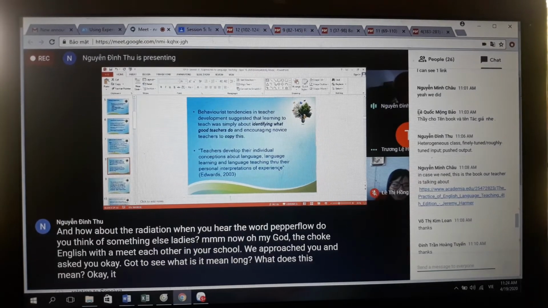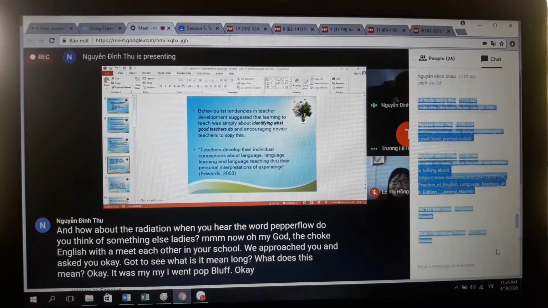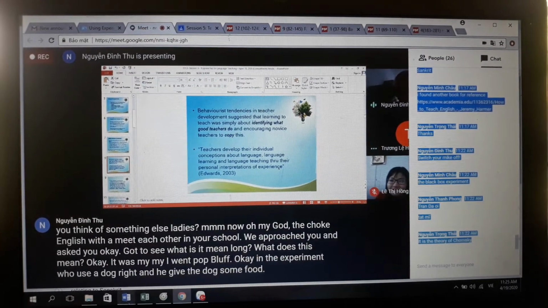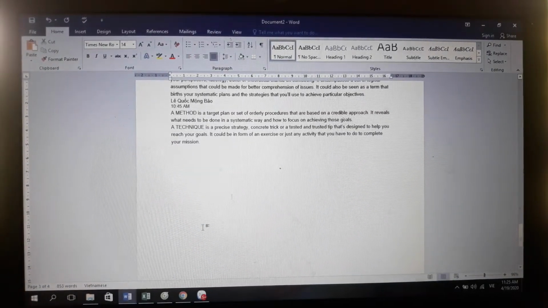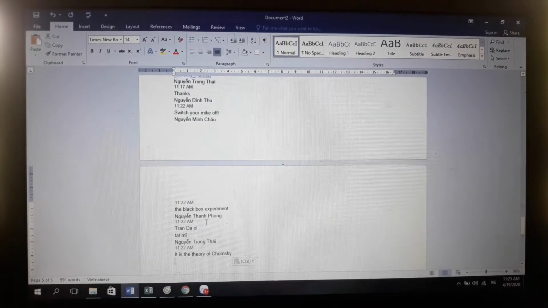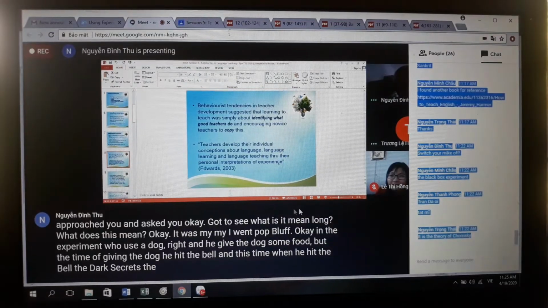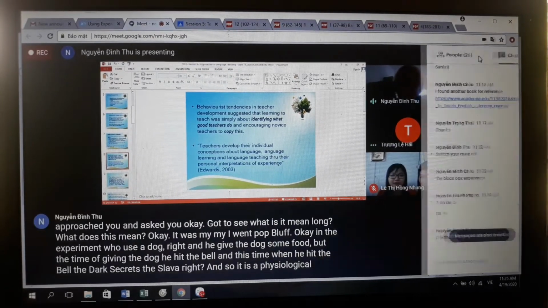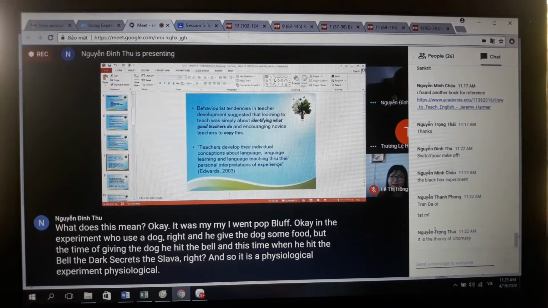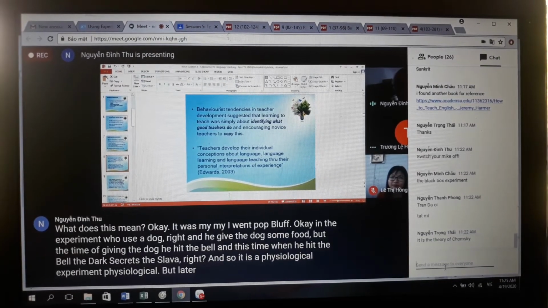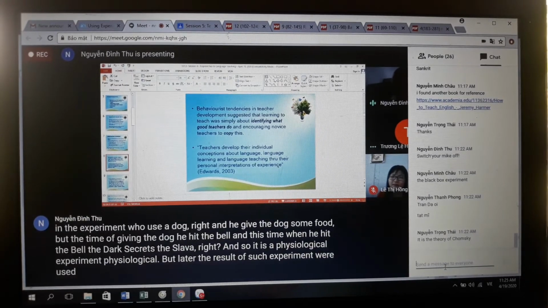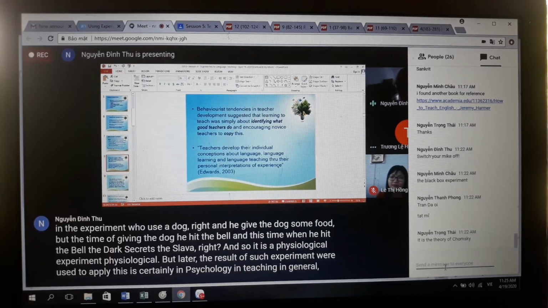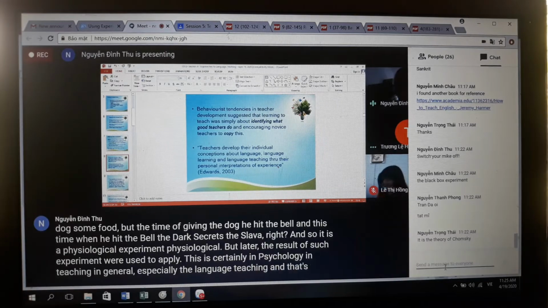Okay, it was made by Ivan Pavlov. In the experiment, he used a dog, right? And he gave the dog some food. At the time of giving the food, he hit the bell. The next time when he hit the bell, the dog secreted saliva, right? And so it is a physiological experiment. But later, the results of such experiments were applied successfully in psychology, in teaching in general, especially language teaching. And that's why we have behaviorism.